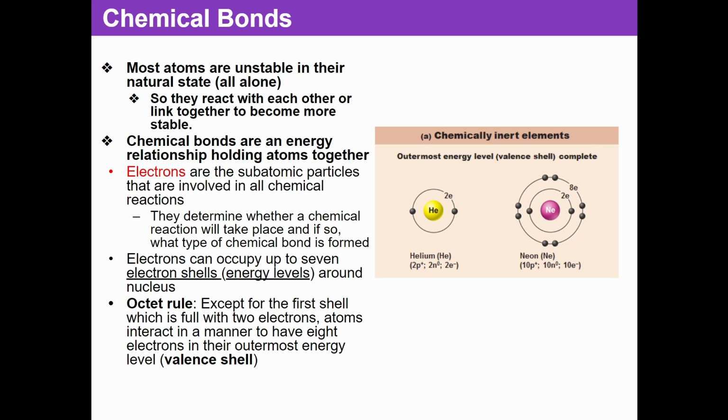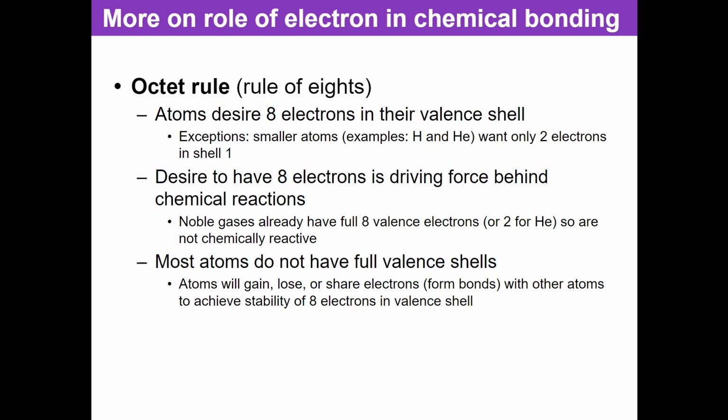This octet rule says that, except for the first shell, which is full with 2 electrons, atoms tend to interact using their electrons in a way that 8 or more electrons fill up their outermost energy shells. The octet rule is also known as the rule of 8s. More simplified, it says that atoms desire 8 electrons in their valence shell. What's a valence shell? Well, it's the outermost orbital or electron shell.